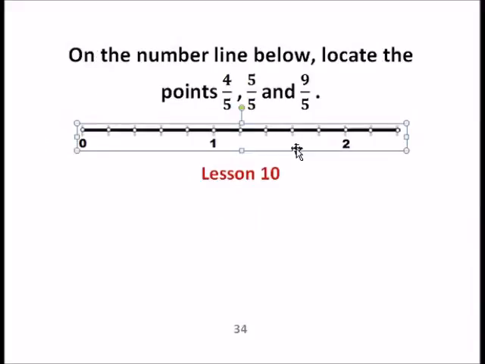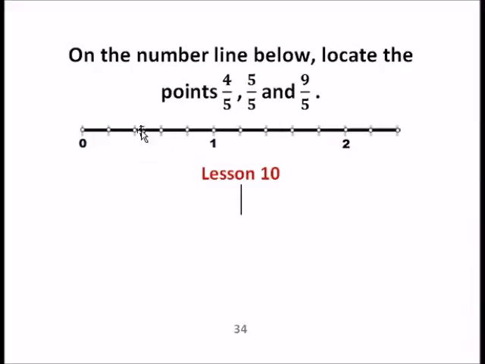So the students in lesson 10 are asked to locate these points on a number line. So the students see that between 0 and 1 you have 5 parts. So each of the small segments is a fifth. So this would be 4/5, this would be 5/5, and this would be 9/5. So the students need to know how to name points on the number line. And in the workbook, you'll find examples where 1 and 2 are not given. They need to decide where to place the 1 and where to place the 2.